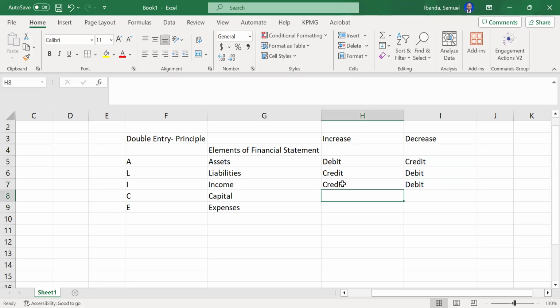And then we have capital. You know that when capital is increasing, capital is credited. And when it is reducing, it is actually debited. And for expenses, expenses are just like assets. When expenses are increasing, we debit them, just like the way we do for our so-called assets. So when you have, for example, a rental expense increasing, maybe your landlord has invoiced you as a business, then you know you're going to debit your expenses.